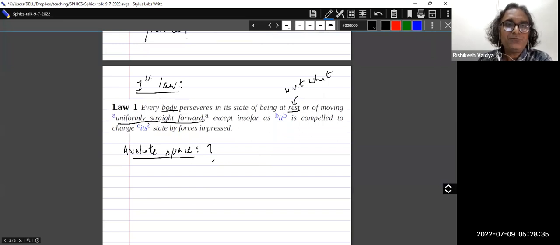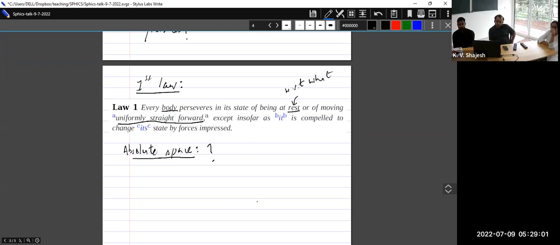So the second law stands on the pedestal of the first law. The first law is not just plain tautology, but it provides the platform of the inertial reference frame. And then all the measurements in the second law are referred to such an inertial frame. I hope that clarifies. Sure. Any questions here?